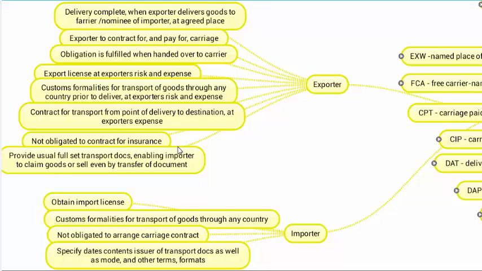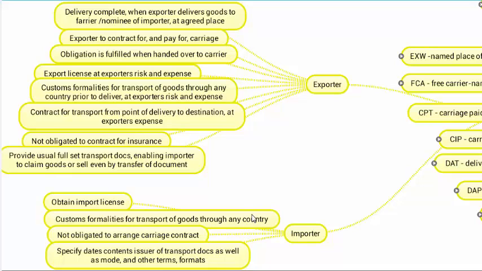Not obligated for insurance, but exporter will provide the usual set of transport documents to enable the buyer to take delivery of goods. It will also enable the buyer to sell the goods in transit. What are the responsibilities of the importer? He has to obtain import license. He has to complete customs formalities for transport of goods through any country.